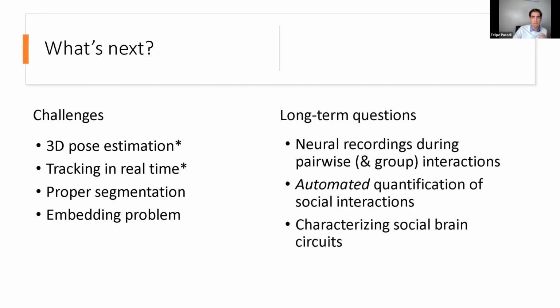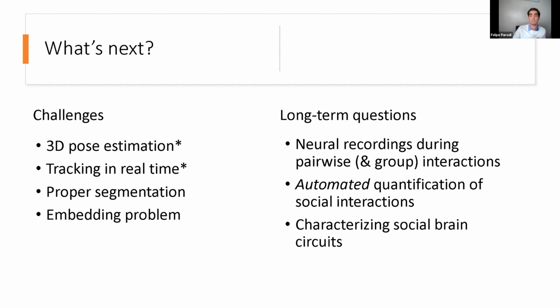So finally, some long-term questions we hope to pursue include taking neural recordings during naturalistic interactions between a pair of monkeys, like in the grooming image we just saw, or in group settings. And this would obviously be exciting to further characterize the neural processes underlying the macaque's social hierarchy, for example.